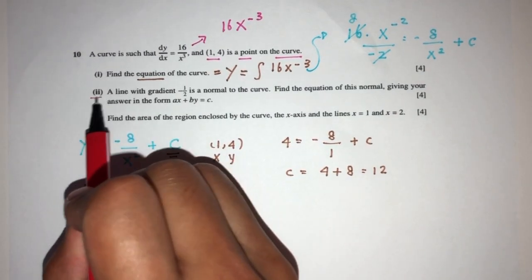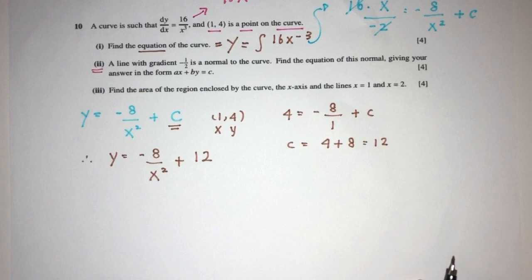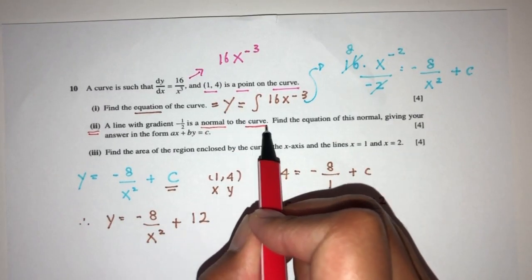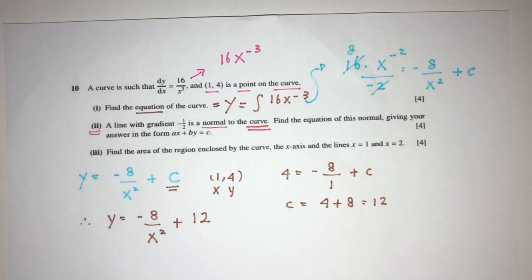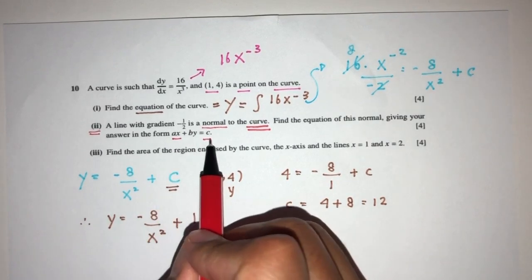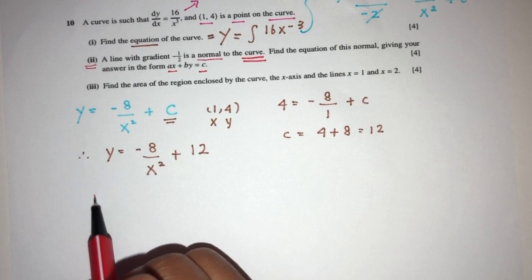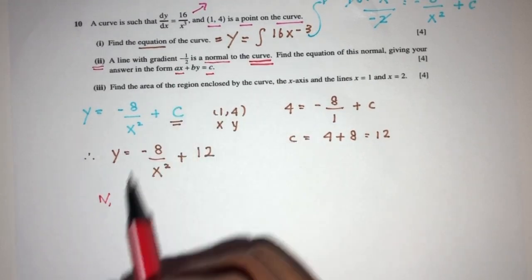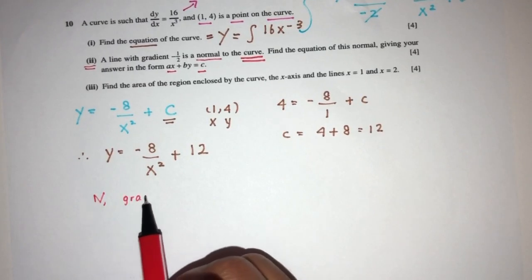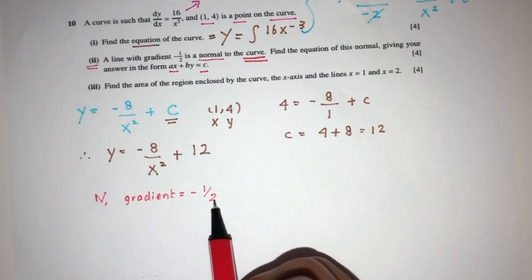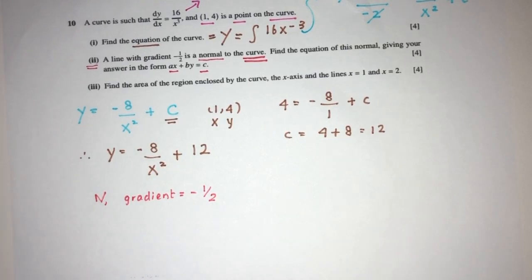Now for part 2, a line with a gradient of minus half is normal to the curve. Okay? Now find the equation of the normal, giving your answer in the form of this. So this normal has a gradient equal to minus half. Okay, that's something we can know.